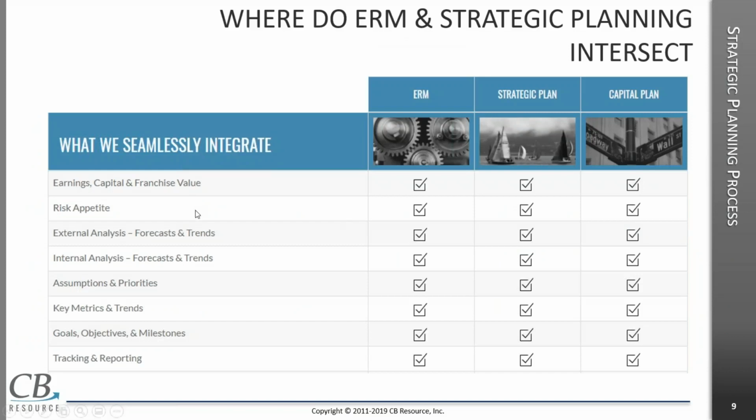Think about the key chunks of what they need to address. So does an ERM address earnings, capital, and franchise value? Well, it should. And so does a strategic plan. Obviously, that's primary. Does it address risk appetite? Well, in an ERM scenario, it defines it. It quantifies it. In strategy, it's more likely implicit than explicit, but it's in there because your desired growth and targets for earnings and the risk you're willing to take is your risk appetite. You just may not be defining it as such.